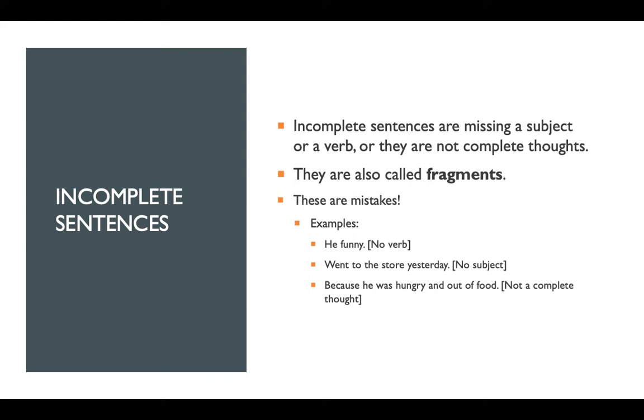Now the last one is a dependent clause, because he was hungry and out of food. It's not a complete thought and it's not a sentence. Even though it has a subject and it has a verb, it's not a complete thought. What did he do because he was hungry and was out of food? What happened? We need to complete that thought. Maybe we could say, he went to the store yesterday because he was hungry and out of food. That is a complete sentence.